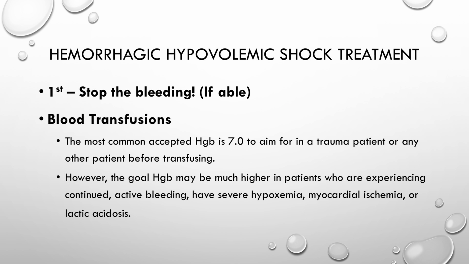The specific treatment for hemorrhagic hypovolemic shock includes the following. You want to stop the bleeding if you are able to. You want to give blood transfusions. The most commonly accepted hemoglobin to aim for in a trauma patient or any other patient before transfusing is 7.0. However, the goal hemoglobin may be much higher in patients who are experiencing continued active bleeding and have severe hypoxemia, myocardial ischemia, and lactic acidosis. So we're not going to wait in those patients for the hemoglobin to get down to 7 before we transfuse. We're going to go ahead and transfuse those patients.